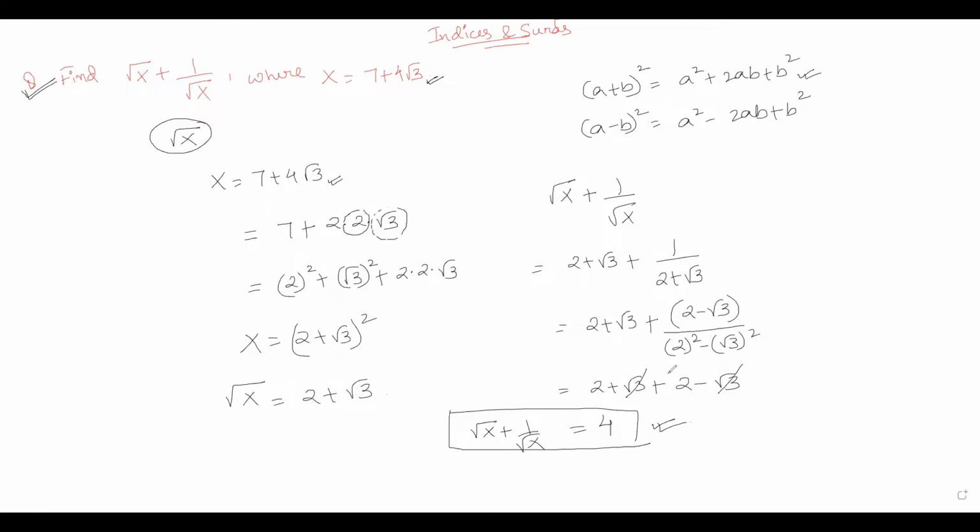So whenever we need to find the square root of an irrational number, we will try to write the expression in terms of a square plus 2ab plus b square, or a square minus 2ab plus b square, which will give us a plus b whole square or a minus b whole square. In that case, we can find the square root very easily.